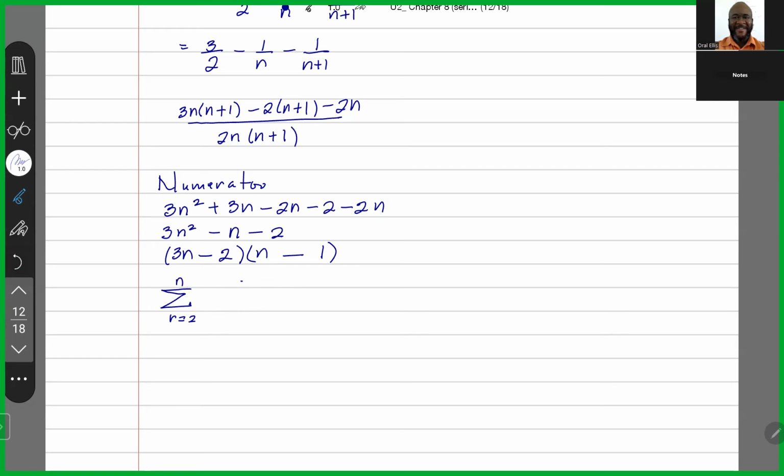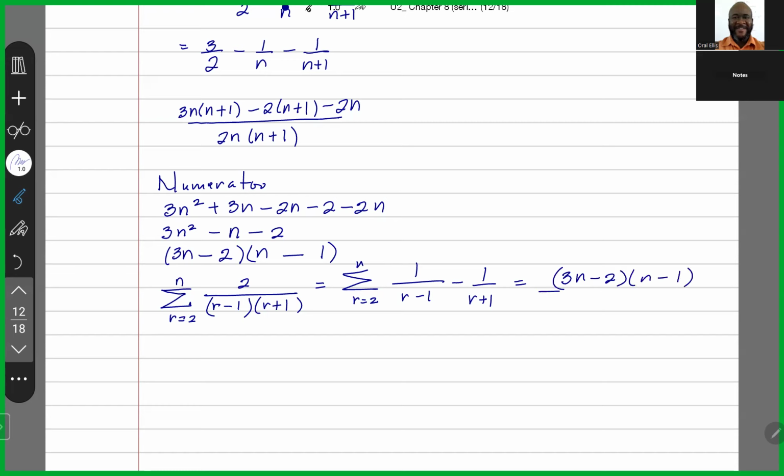All right, this should be 2 over r minus 1 times r plus 1, which is equal to, as we have shown, the sum from r equals 2 to n of 1 over r minus 1 over r plus 1, which is equal to the numerator 3n minus 2 times n minus 1 all over the denominator, which is 2n into n plus 1.